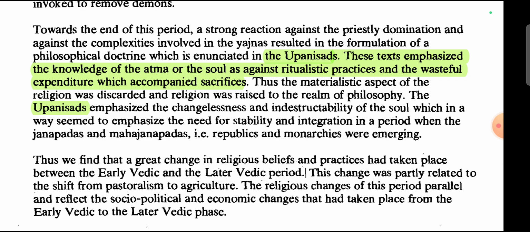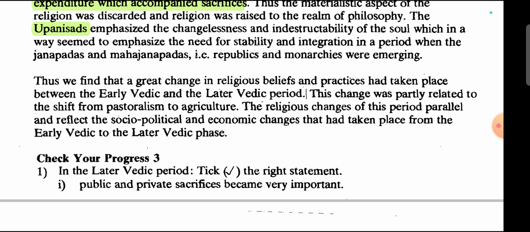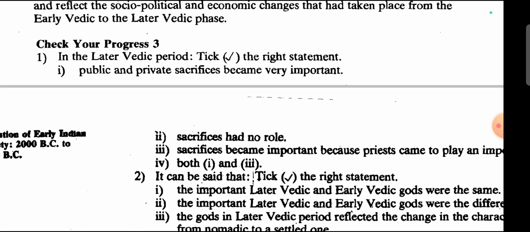The Upanishads emphasize the changelessness and indestructibility of the soul, which in a way seems to emphasize the need for stability and integration in a period when the Janapadas and the Mahajanapadas, that is, republics and monarchies, were emerging. Thus, we find that a great change in the religious beliefs and practices had taken place between the early Vedic and the later Vedic period. This change was partly related to the shift from pastoralism to agriculture. The religious changes of this period parallel and reflect the socio-political and economic changes that had taken place from the early Vedic to the later Vedic phase.